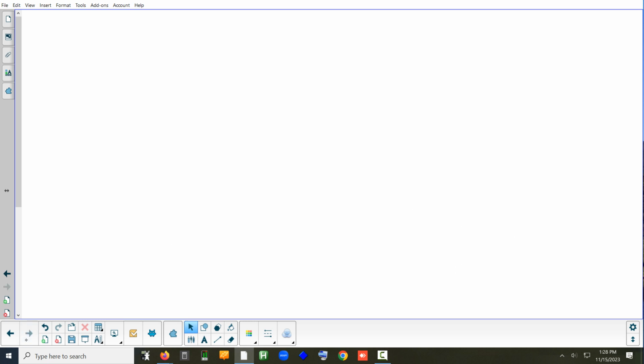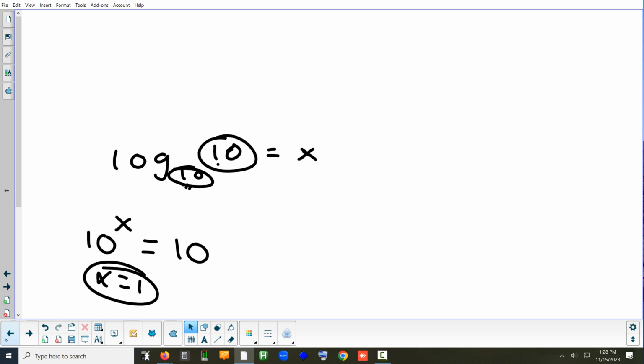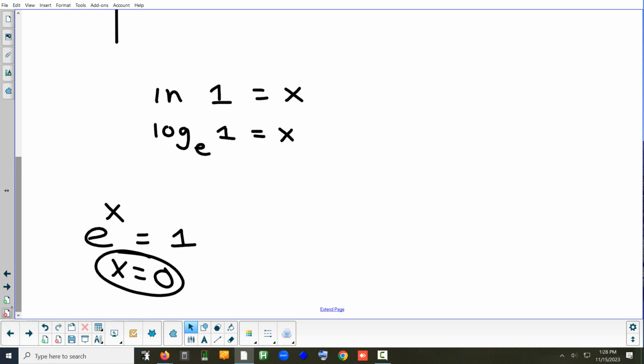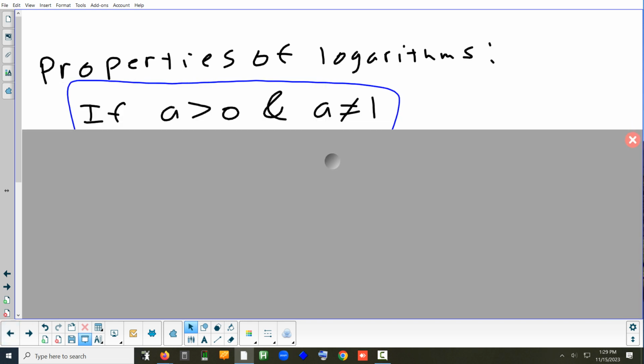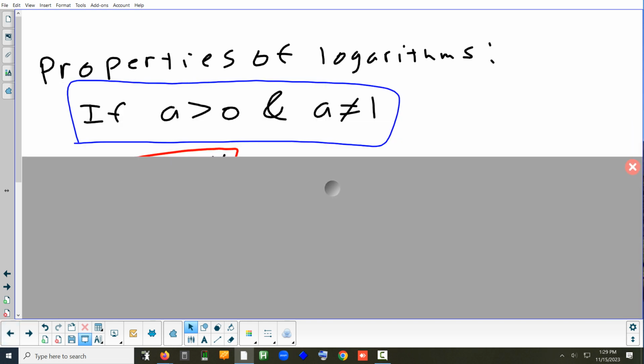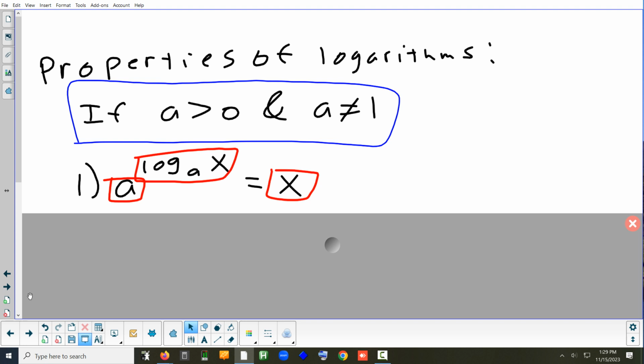Another property we're going to look at is when you take the logarithm of the number 1, no matter what the base is. Base e, base 10. Anytime you take the logarithm of the number 1, the answer is always 0. So those are 2 of the 4 properties that we're going to look at right now. Okay, so here's our first property.